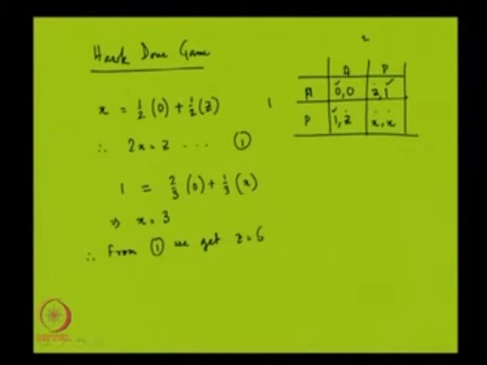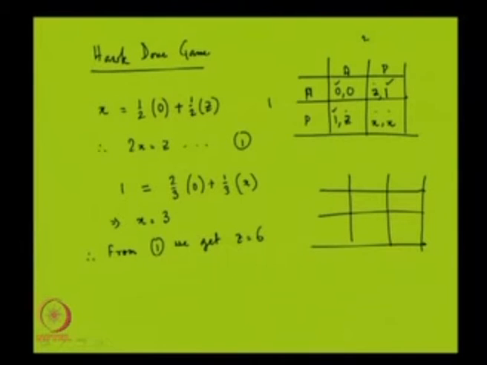So X and Z are known now, and the game therefore looks like the following. So this is the game. What now needs to be found out is the Nash equilibria of this game, the mixed strategy Nash equilibria of this game.